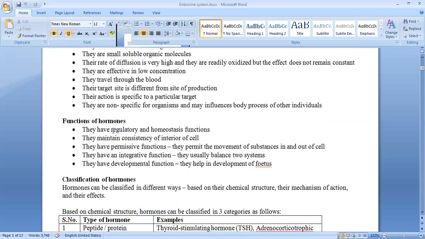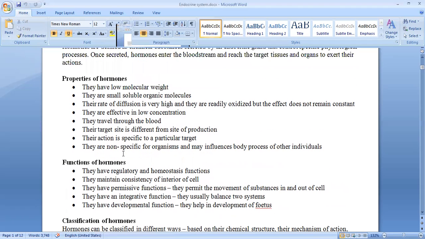Then they will maintain consistency in the interior of the cell. Then they will permit movement of substances into and out of the cell. Most of the time they will have the effect of balancing between two systems, and some of them have the function of helping in development of the fetus. So all this you need to understand to know about the hormones. But from the examination point of view, this part is not very important. What is important for us is the classification.